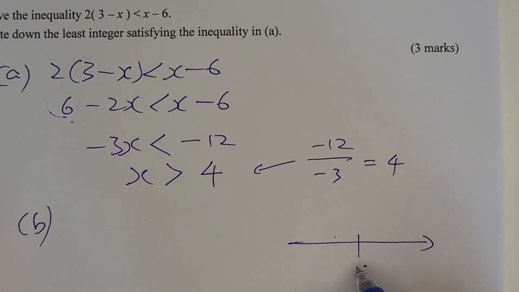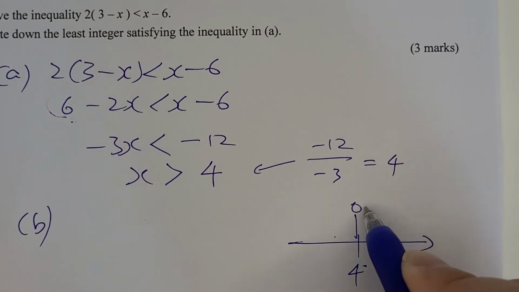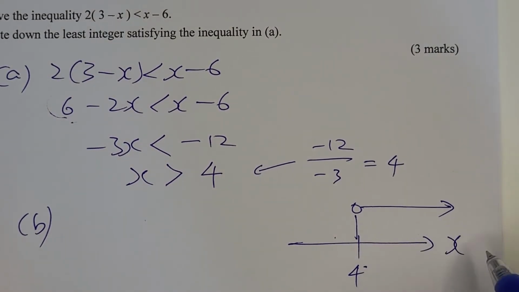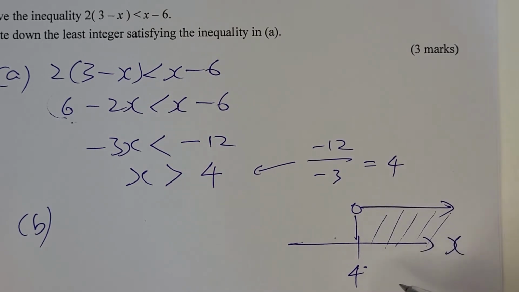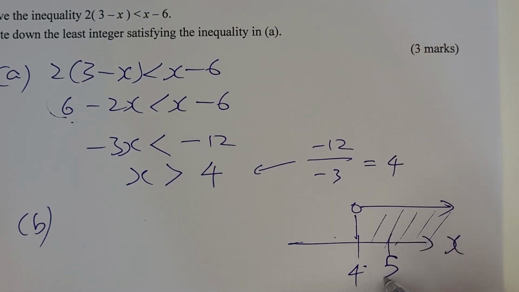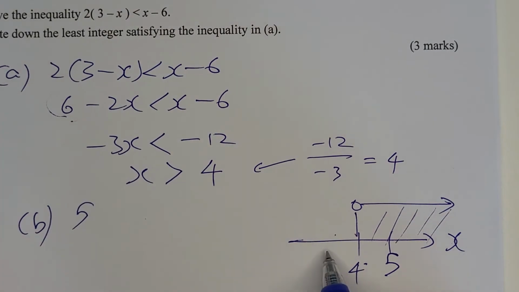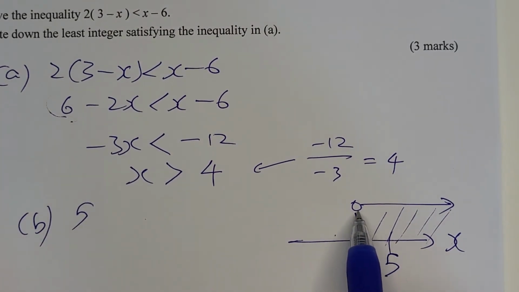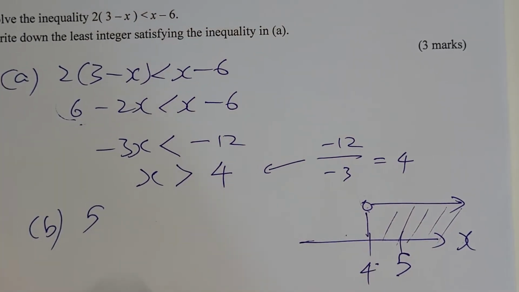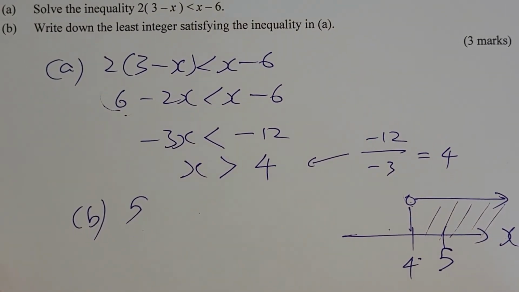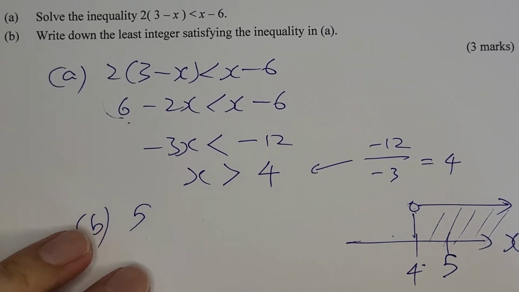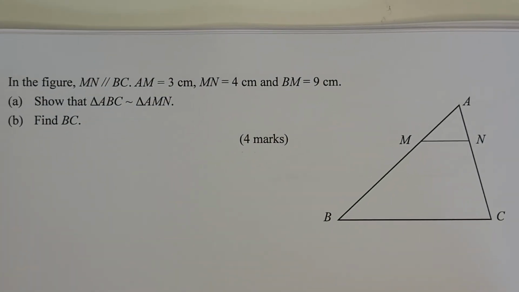When you draw the graph using pencil, x is greater than 4. Then the least integer greater than 4 is 5, not 3, not 4. 4 is not included. Okay, so that's the answer. That is the end of question number 4. You can check the answer. And then let's move to question number 5.